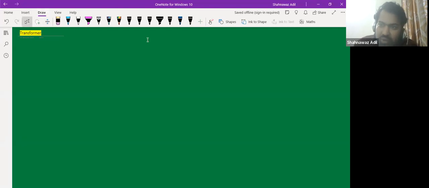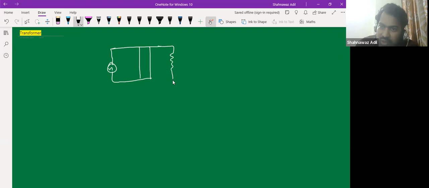So now the next topic is transformer, right? So in a transformer, what do we have? We have two circuits, right? One is, like, this is the input, and then this is the output that you take. And then this one is connected, right?